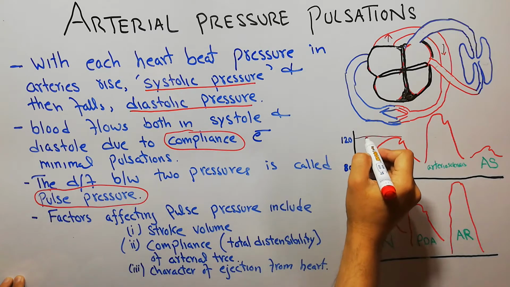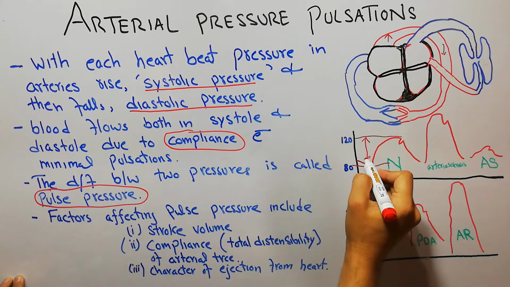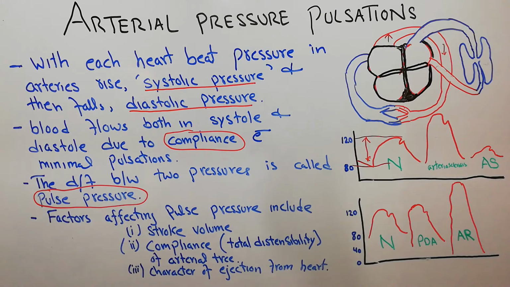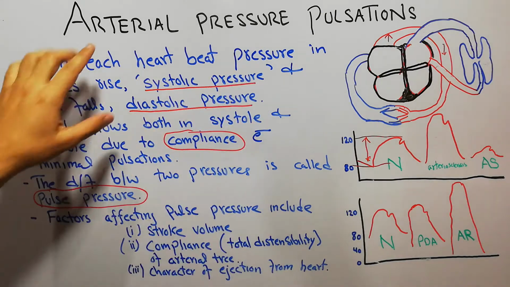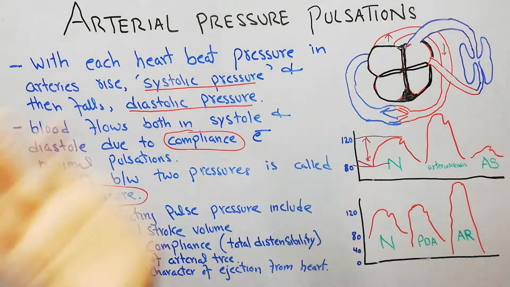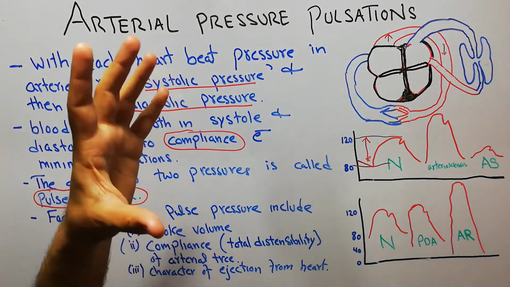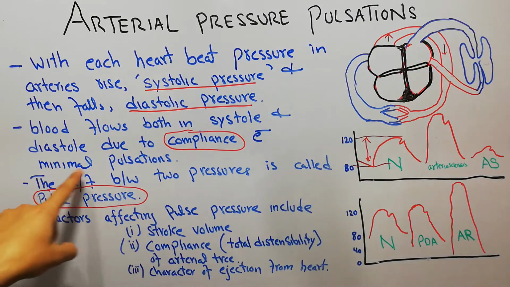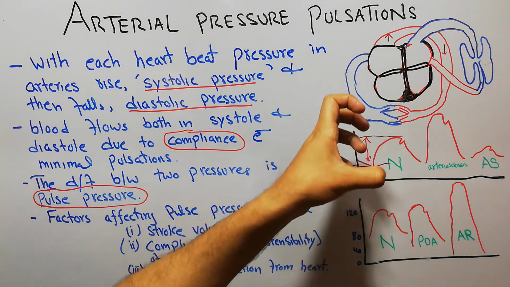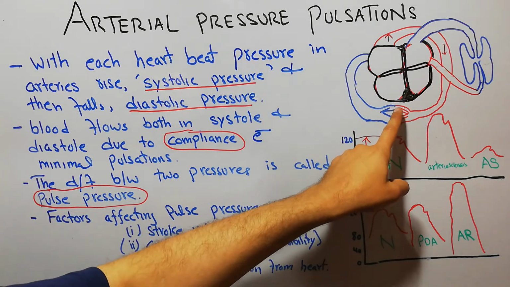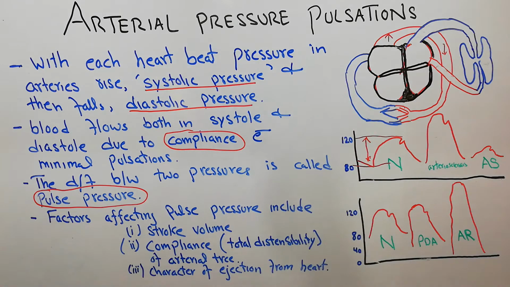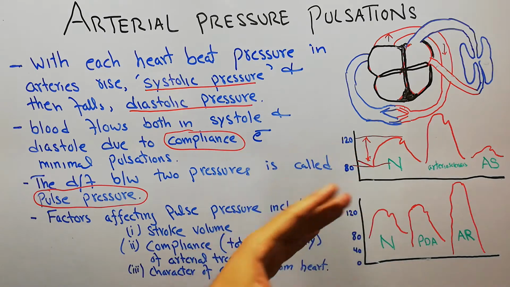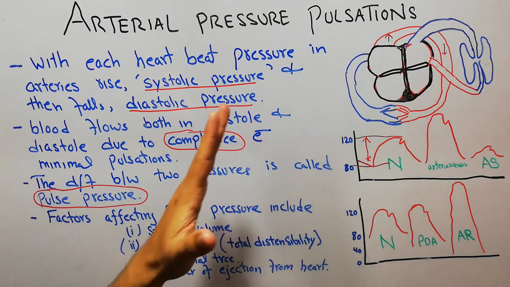Now the difference between the systolic and the diastolic pressure is known as the pulse pressure. This pressure is basically allowing the arterial pressure pulsations in the blood vessels. But the blood vessels are trying to minimize the pulsation so that when the blood reaches the capillaries, it should not be pulsating, and the blood should be flowing smoothly.